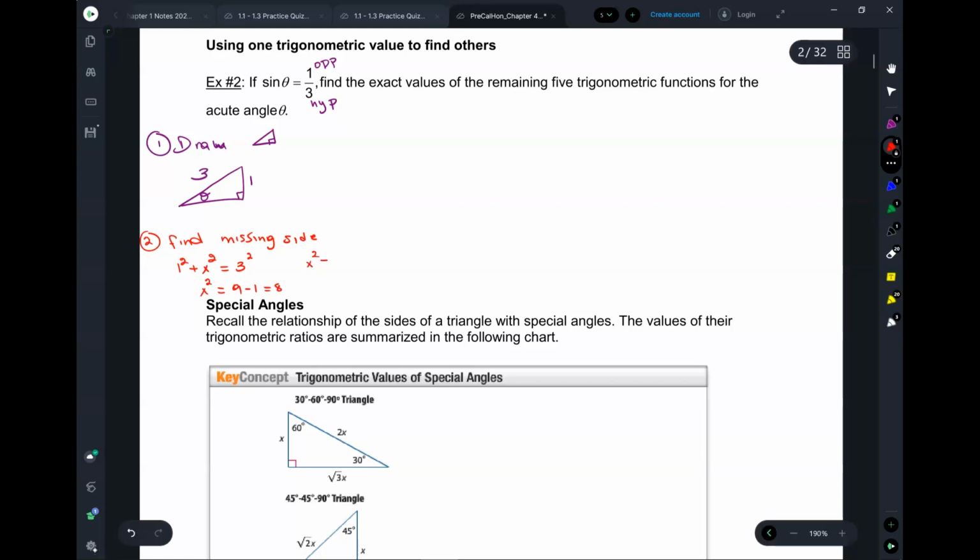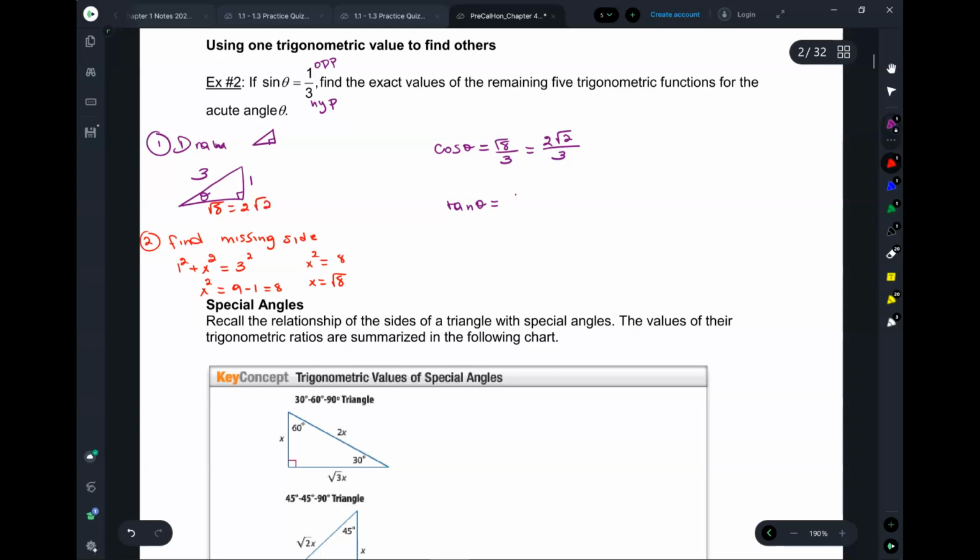So if x squared equals 8, what's x? Root 8. Yeah, so this is root 8. Now, can you find all the other ratios? Yeah, okay, so we know sine, so we'll just do cosine. Okay, tangent is what? Oh, okay. Root 8 is not simplified. We need to simplify it as 2 root 2 over 3, please. Okay, so 2 root 2.